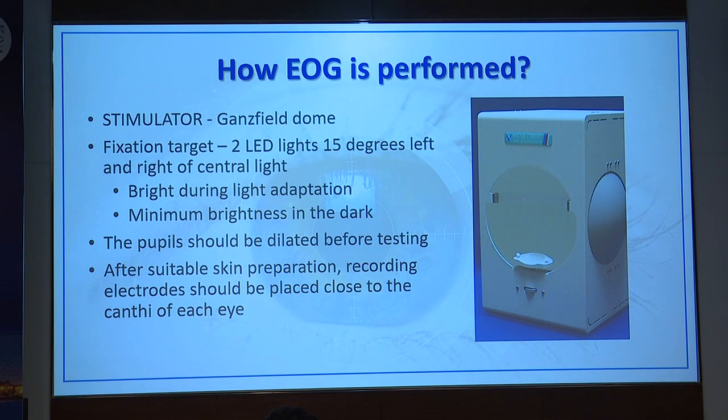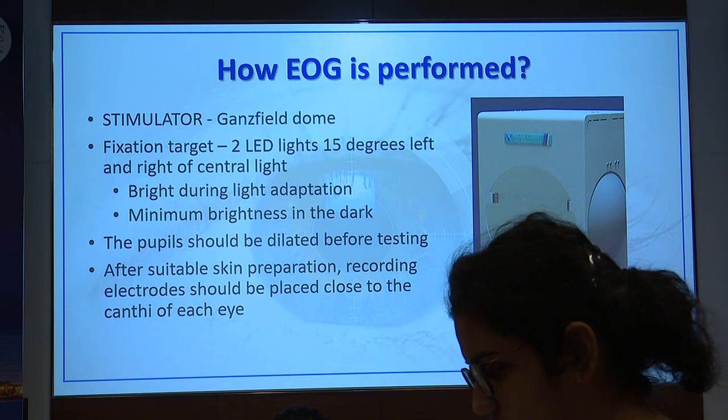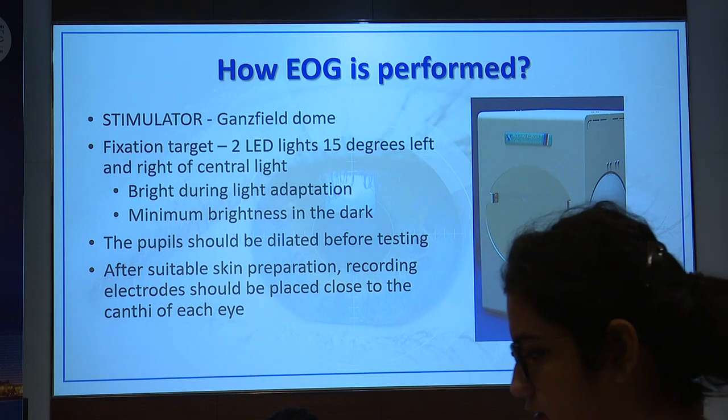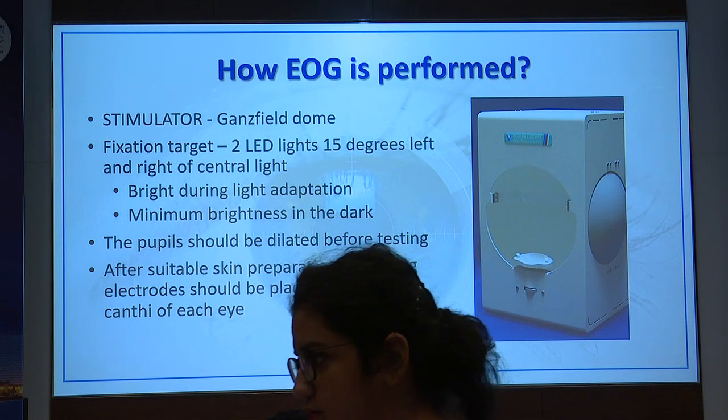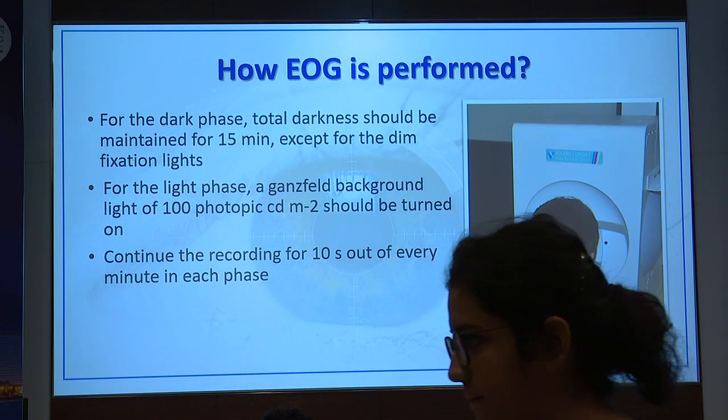How is EOG performed? There is a stimulator called Ganzfeld stimulator. There are two LED lights inside, 15 degrees left and right of the central light, and it is bright during the light adaptation phase and minimum brightness in the dark phase. The pupil should be dilated before testing, and after suitable skin preparation by Nuprep, recording electrodes should be placed close to the canthi of each eye.